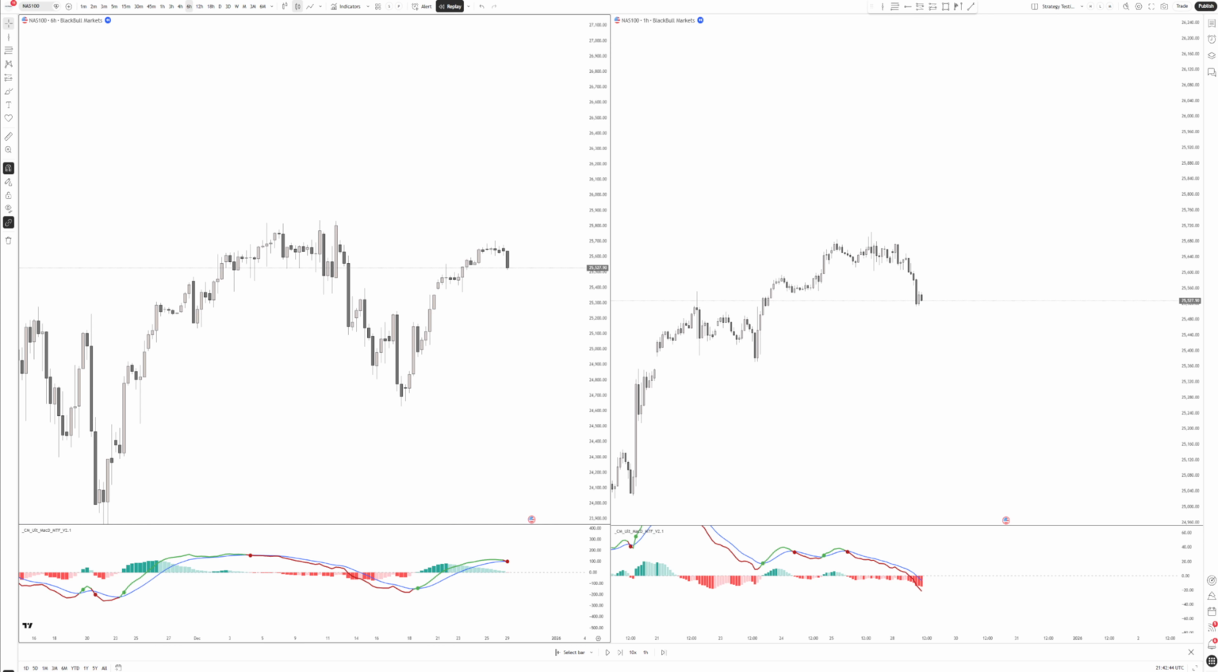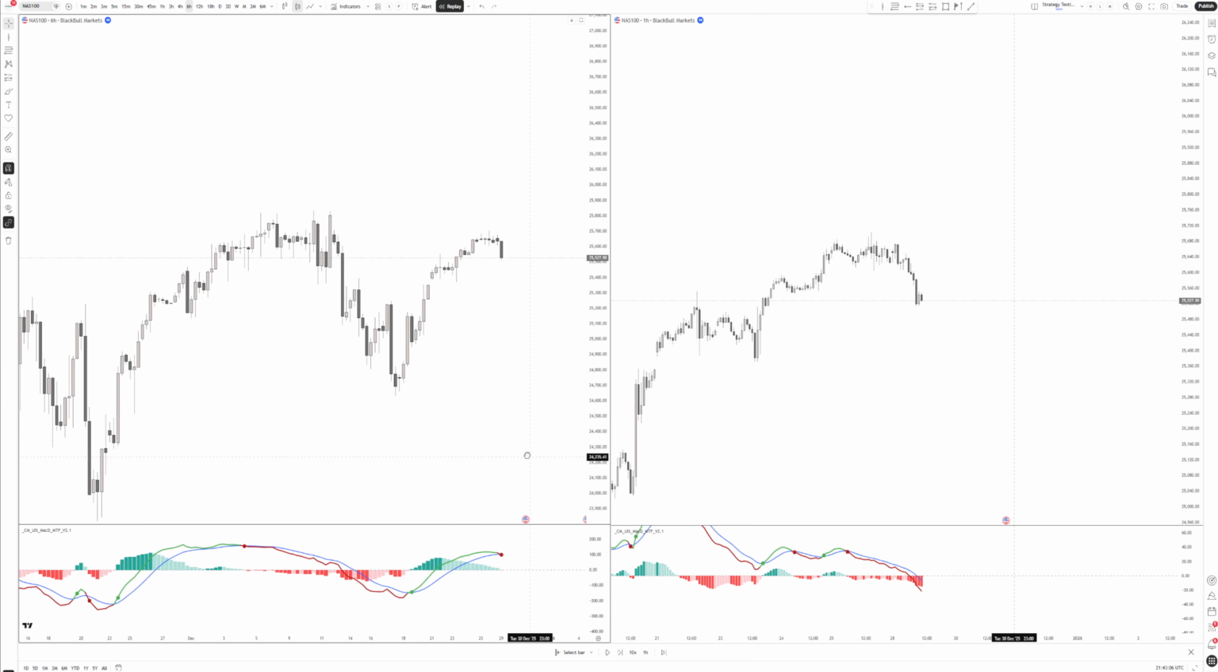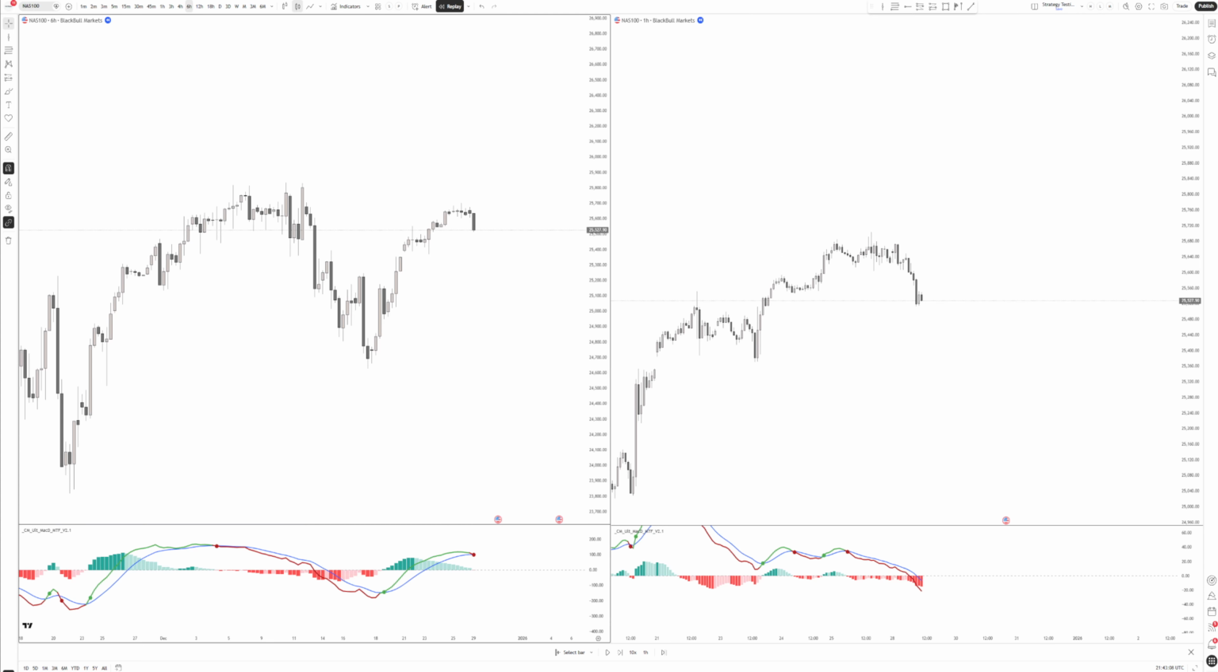So as usual, we're going to start off with an example. On the screen right now, you can see that I have got the 6-hour chart and I've got an indicator on here, which is CM Ultimate MACD MTF. It's free on TradingView. You can get that.